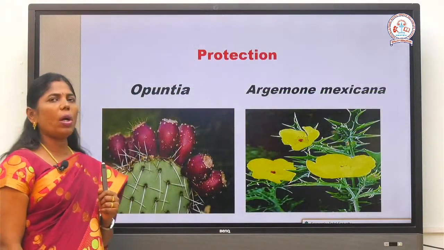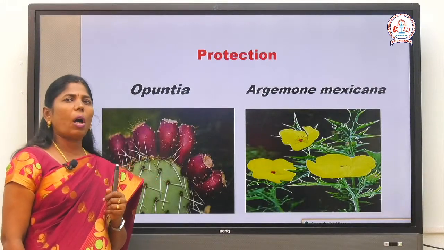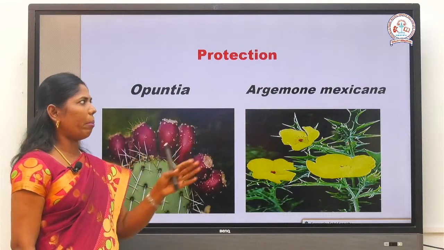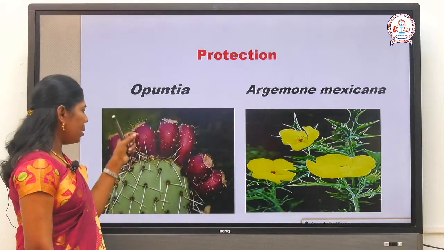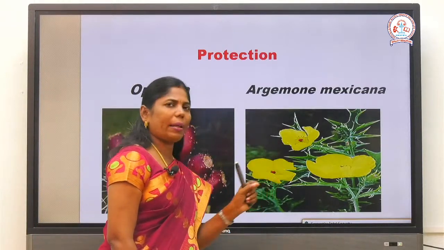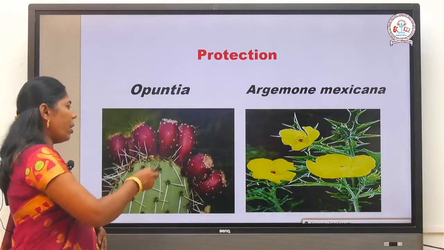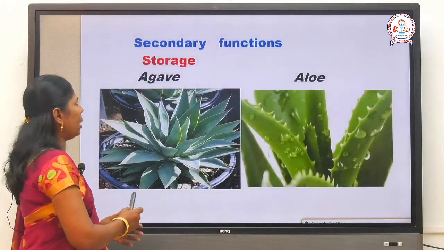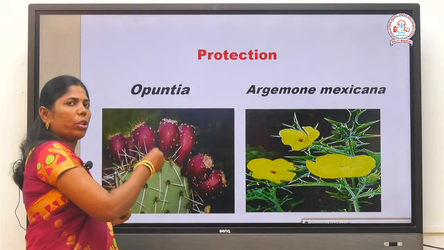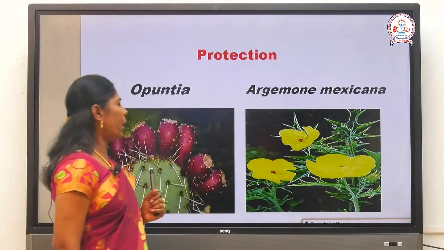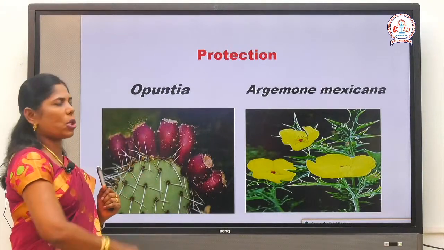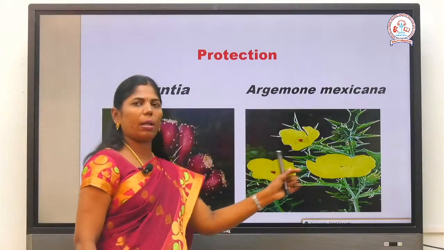Next, leaves are involved in protection. How do they protect themselves from animals? For example, in Opuntia and Argemone mexicana, there are thorns. Here the leaves look like thorns. In Opuntia the leaves are modified into thorns. Because of that they protect themselves from animals, and not only that, they also escape from transpiration. Similarly Argemone mexicana.